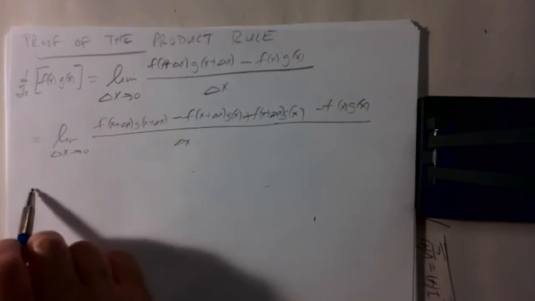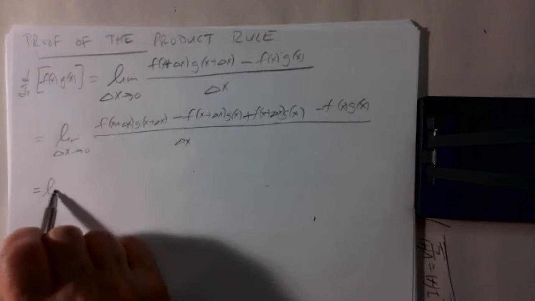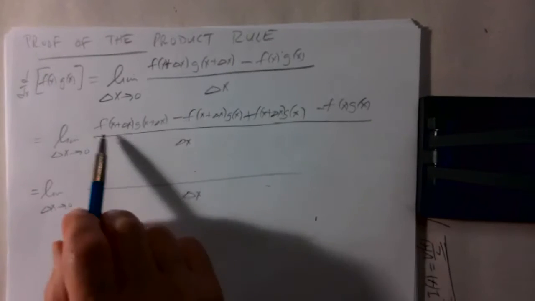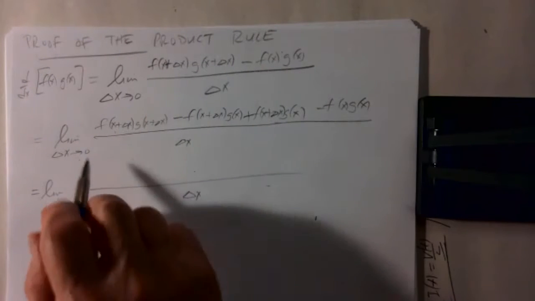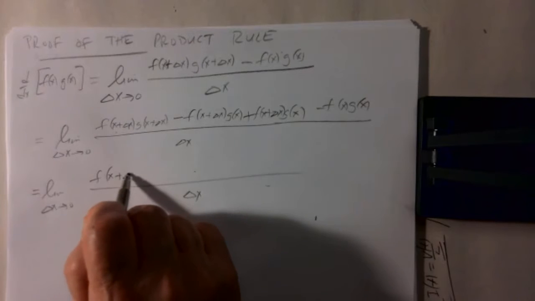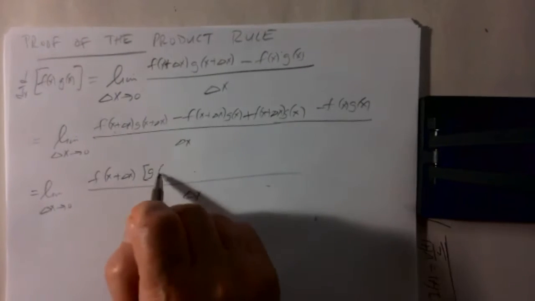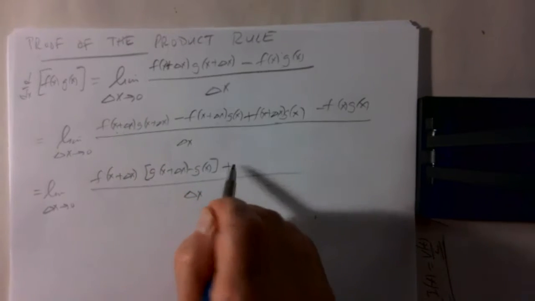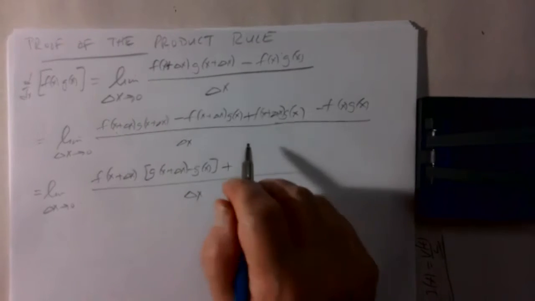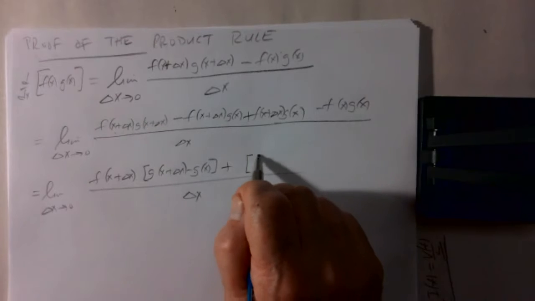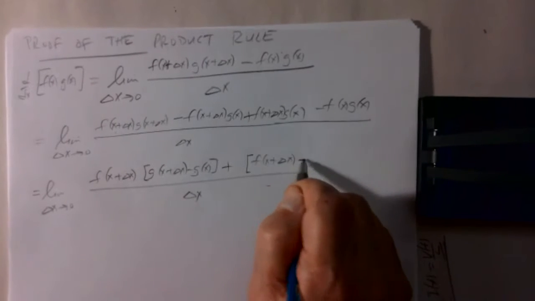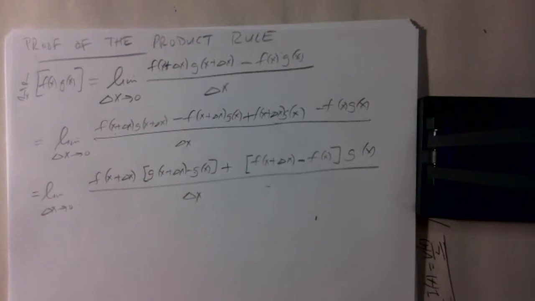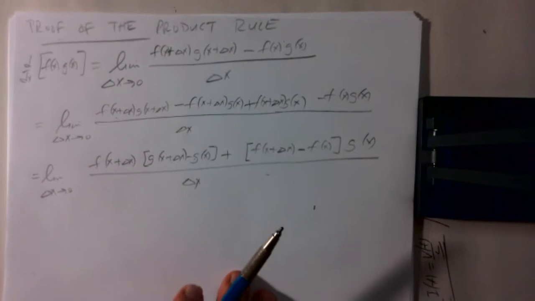Now I write this as a sum of two terms. This is the limit as delta x goes to 0. From these first two terms, I can factor out an f of x plus delta x. So I have g of x plus delta x minus g of x. And then from the second two terms, I can factor out a g of x. I have f of x plus delta x minus f of x, all times g of x. So I'm just rearranging this.